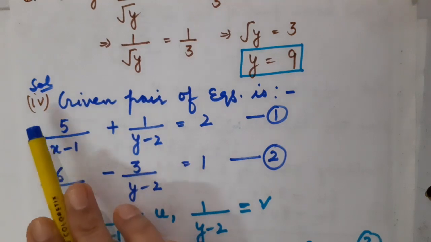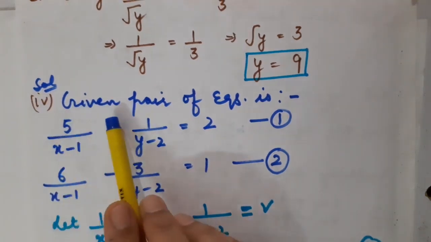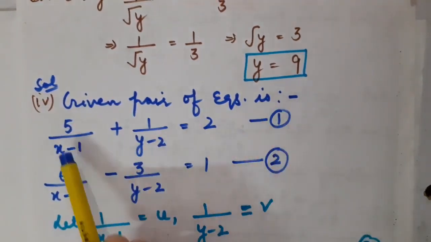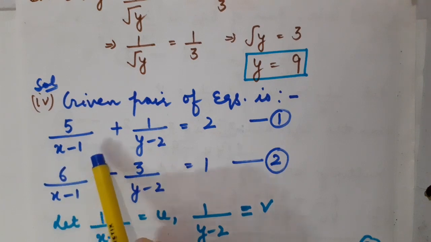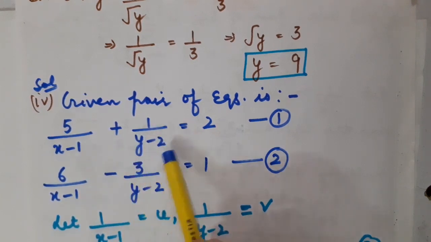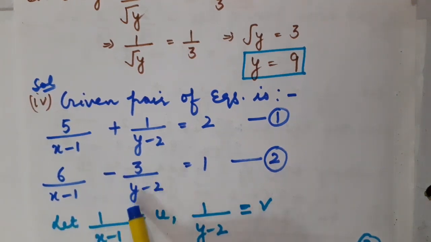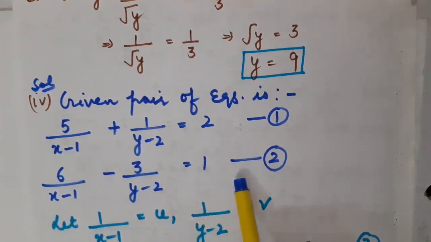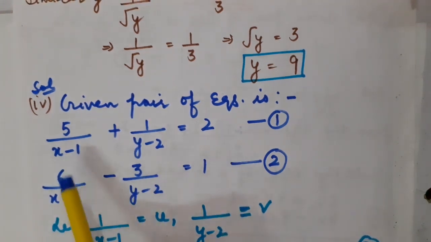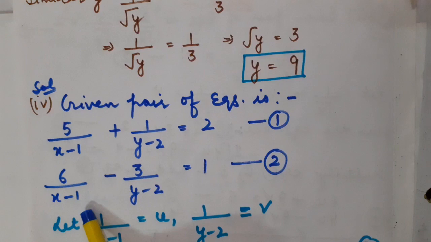This is question number 1, fourth part. Given pair of linear equations is 5 upon x minus 1 plus 1 upon y minus 2 is equal to 2. 6 upon x minus 1 minus 3 upon y minus 2 is equal to 1. Children, again you can notice here that you will be having given variable at the denominator place. So let us convert them into the generalized form.